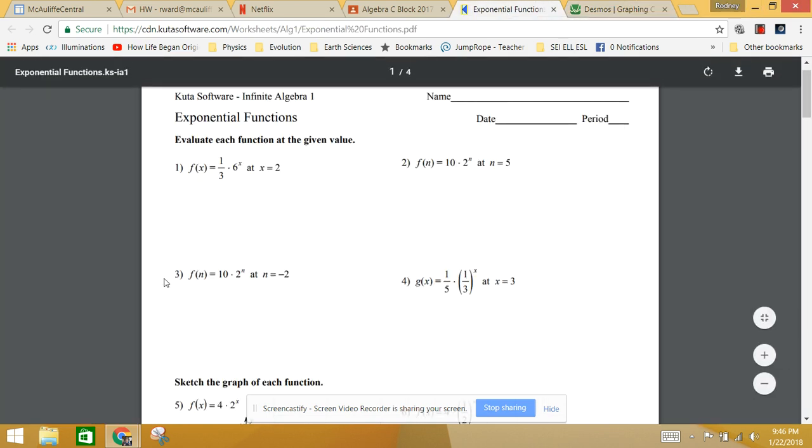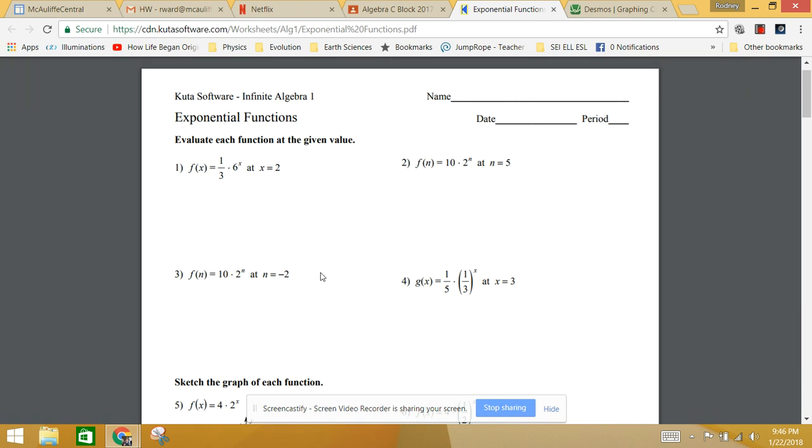Now, this first set of problems is really training you for the graphing, because in the graphing, you're going to need to pick some inputs and come up with a table of x, y values that you can graph. So I will go ahead and finish 3 and 4 really quickly. Number 3 says f in terms of n equals 10 times 2 to the n power, where n is -2. So that means we're going to be dividing by 2 and then dividing by 2.